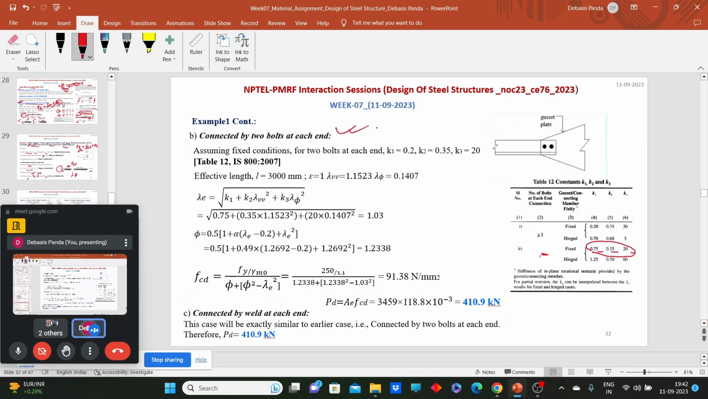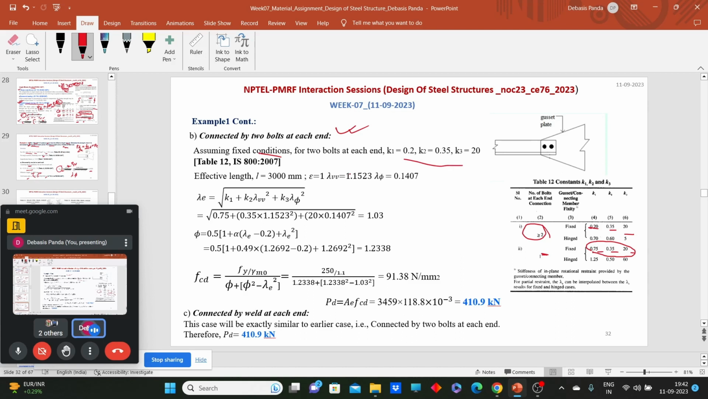Now let's quickly go to the second case where this is connected by two bolts. For this case, what will be the different parameters? The different parameters will be K1, K2, K3. So here we have two bolts. We have again assumed the fixed condition, and we have the values K1 as 0.2, K2 as 0.35 and K3 as 20. So here I have written down the values.